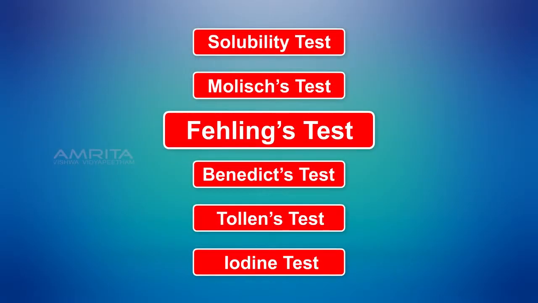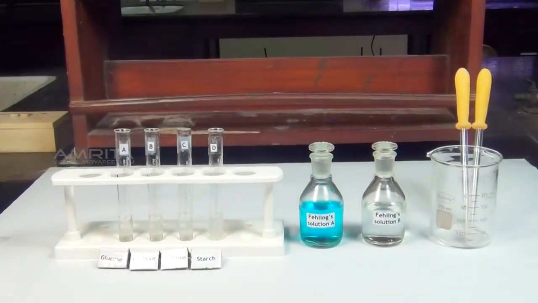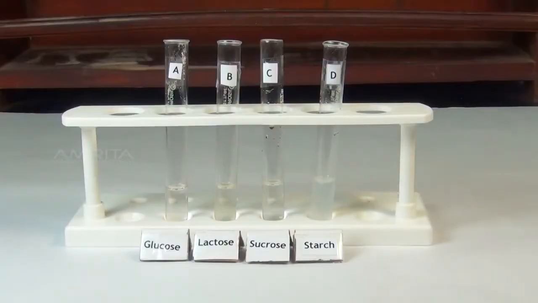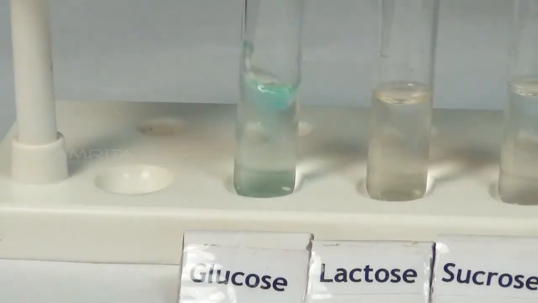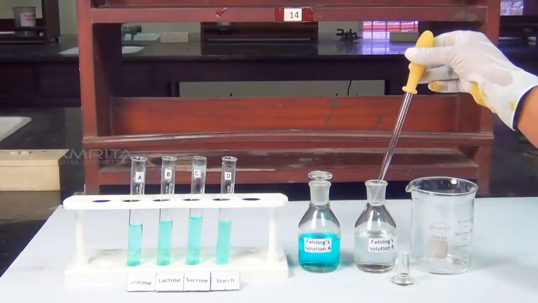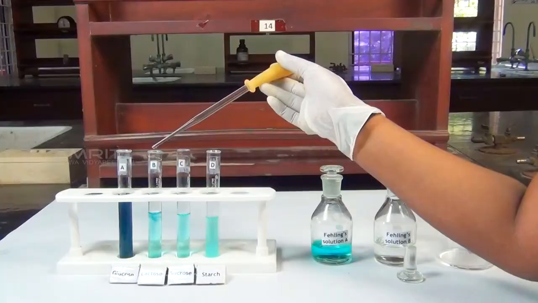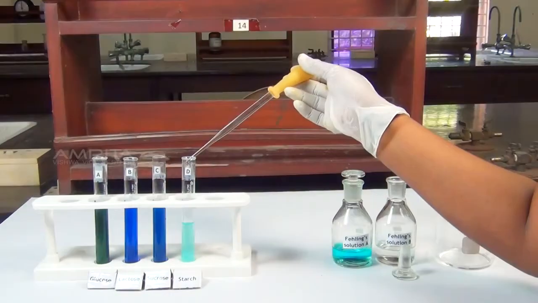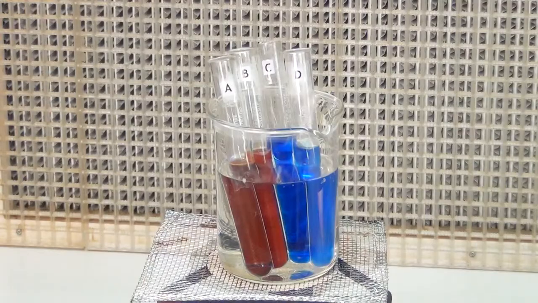Fehling's test. Take a small quantity of aqueous solution of glucose, lactose, sucrose and suspension of starch in 4 test tubes A, B, C and D respectively. Using a dropper, add a small quantity of Fehling's solution A into test tubes A, B, C and D. Now, using another dropper, add a small quantity of Fehling's solution B into the test tubes A, B, C and D. Heat the test tubes in a boiling water bath for some time.